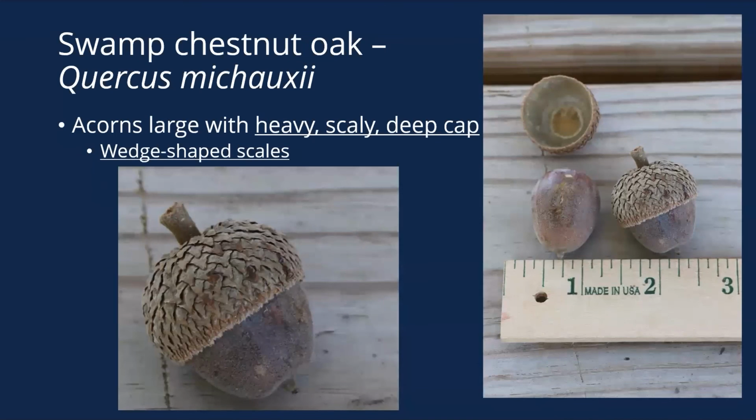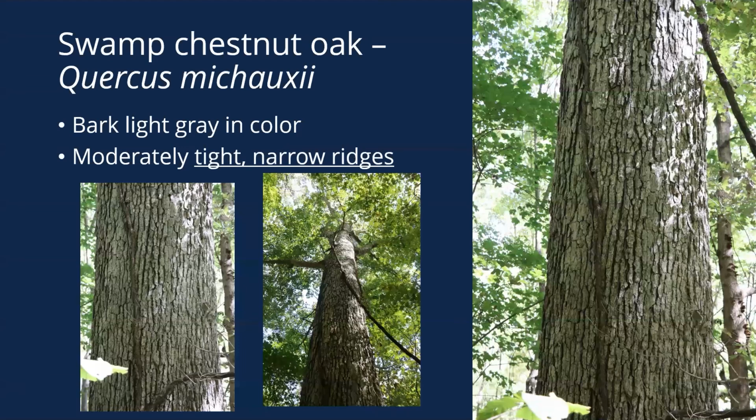And then the acorns are very different. Swamp chestnut oak acorns are really large. If you remember, chinkapin oak has really tiny acorns. This has a heavy, scaly, deep cap, and those scales tend to be wedge or triangular shaped, and they're really appressed. They're really tight on there. Overall, it's a pretty large, heavy acorn, and that's very different than chinkapin oak. Bark is light gray in color, moderately tight, with some narrow ridges on there, but that classic white oak group bark.